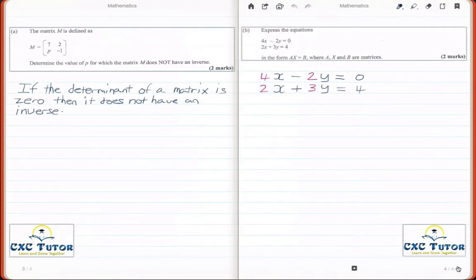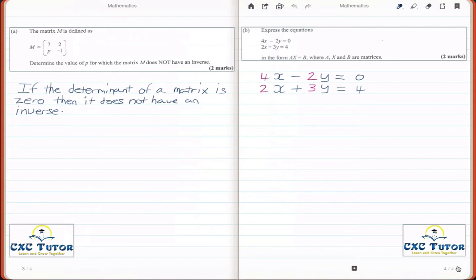The question says the matrix M is defined as, and they gave us the matrix there, M is equal to the matrix 7, p, 2, minus 1, and we're to determine the value of p for which the matrix does NOT have an inverse, and they have "not" in capital letters. So I'm assuming it is something important. Now what do they mean?